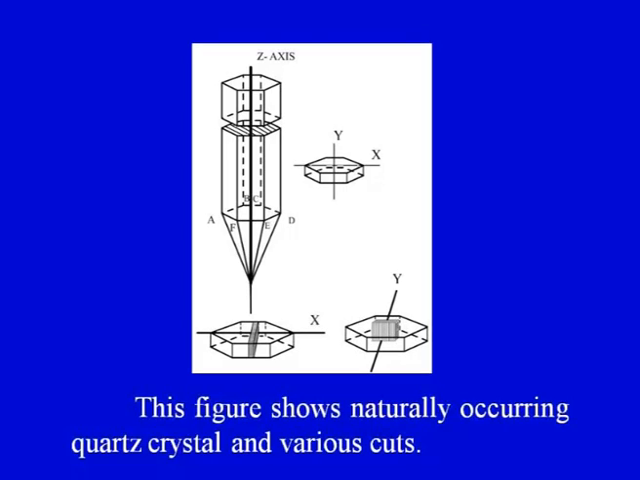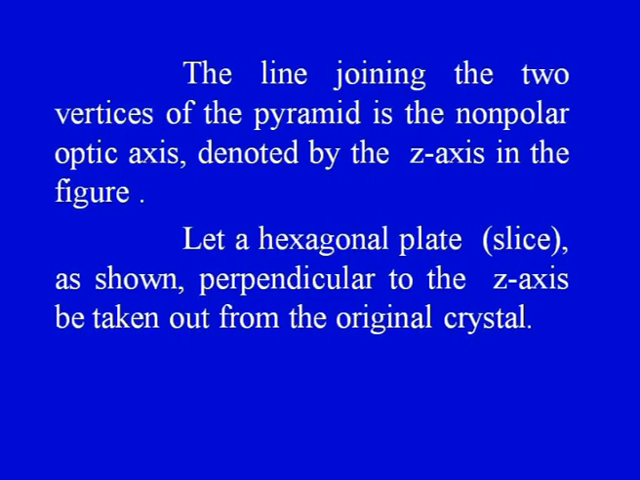This figure shows naturally occurring quartz crystal and various cuts. One of the pyramids has been removed. The line joining the 2 vertices of the pyramid is the non-polar optic axis. This is a symmetry axis denoted by the z axis in the figure. Let a hexagonal plate, a slice as shown in the figure, perpendicular to the z axis be taken out from the original crystal.